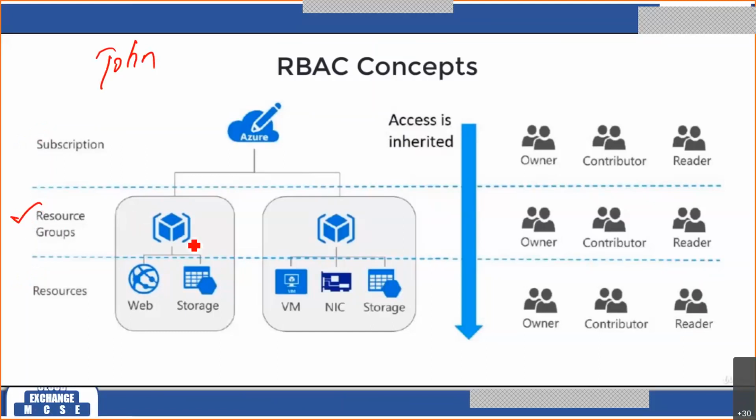In this case we have two resource groups. This is my RSG1 resource group, and this is my RSG2. Which resource group do you want to allow John to manage? We decided resource group 1. So in resource group 1, I'm giving the RBAC permission to John. But what permission do you want to give? If I give Owner, try to understand: Owner means full access.